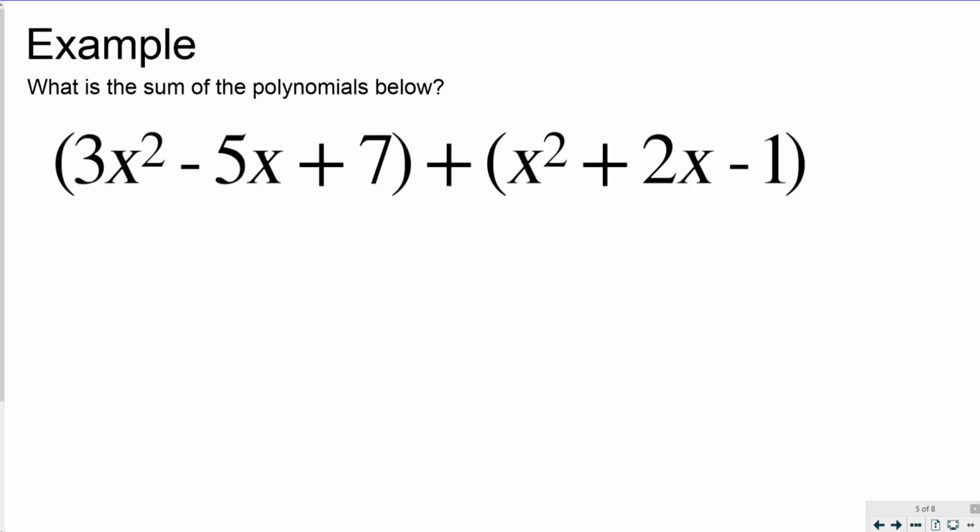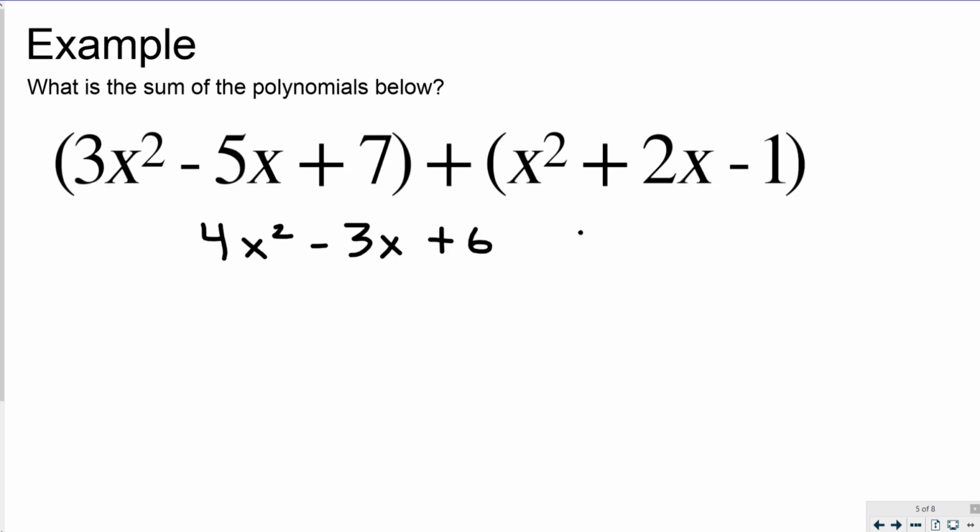So what's the sum of the polynomials below? So I have 3x squared minus 5x plus 7, and then I add x squared plus 2x minus 1. So 3x squared plus x squared. I have 3x squareds, and I have 1x squared, so I have a total of 4x squared. Negative 5x plus 2x. Negative 5 plus 2 is negative 3x. And 7 plus negative 1 is like saying 7 minus 1, so positive 6. And that is my final answer.